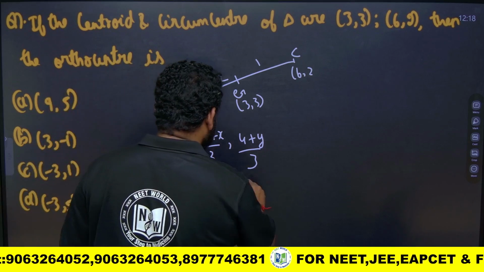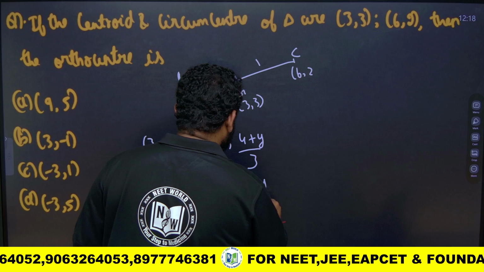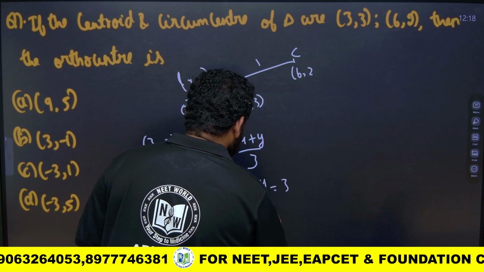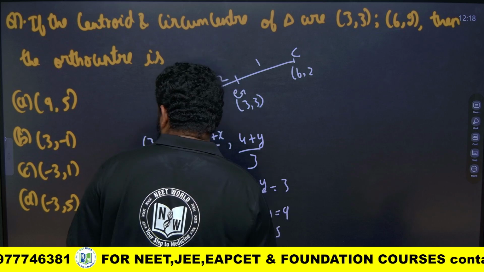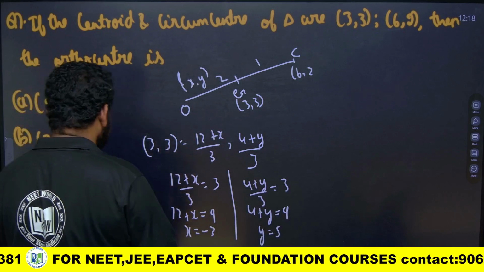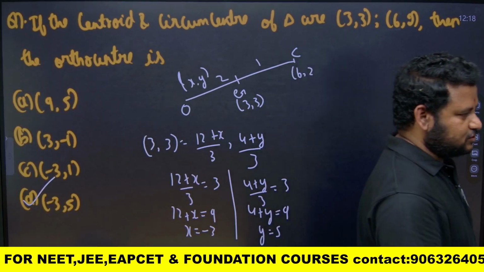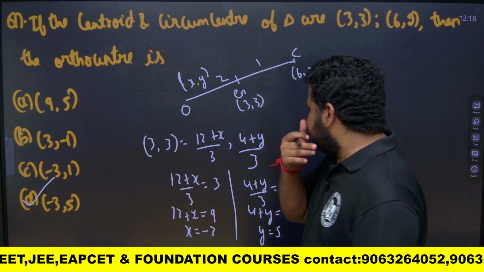And similarly, if you take 4 plus y by 3 is equal to 3, so 4 plus y is equal to 9. So y will be equal to what? Y will be equal to 5. So minus 3 comma 5, that is option D. That is the coordinates of the orthocenter.